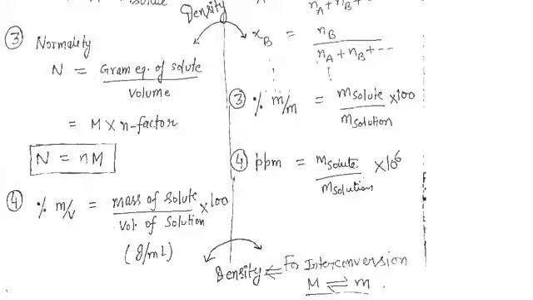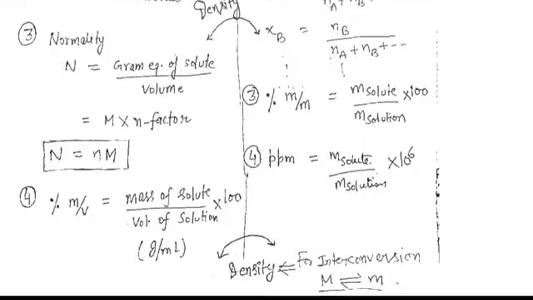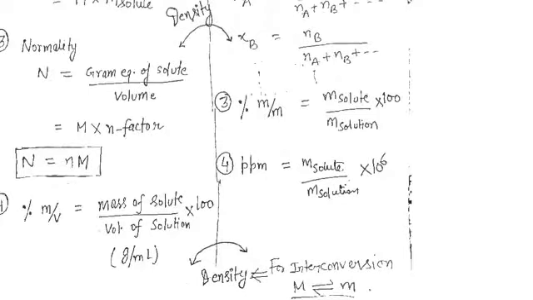Now the percentage mass by mass we have done this way, and now we have ppm, that is parts per million. This is a very useful quantity when we have a very little amount of solute in the solution, then we use this ppm value. So ppm is the mass of the solute upon mass of solution into 10 raised to the power 6.